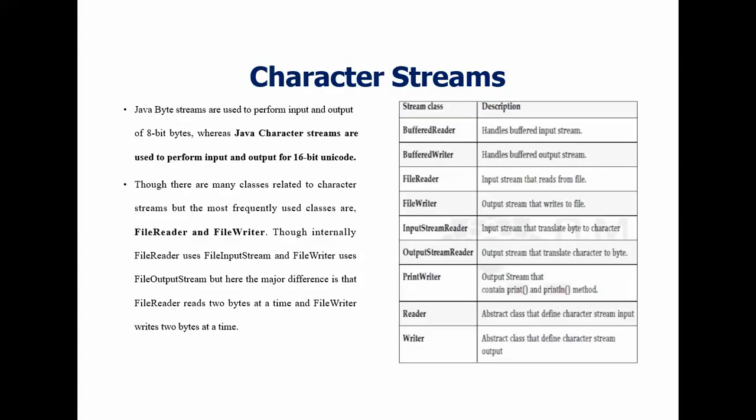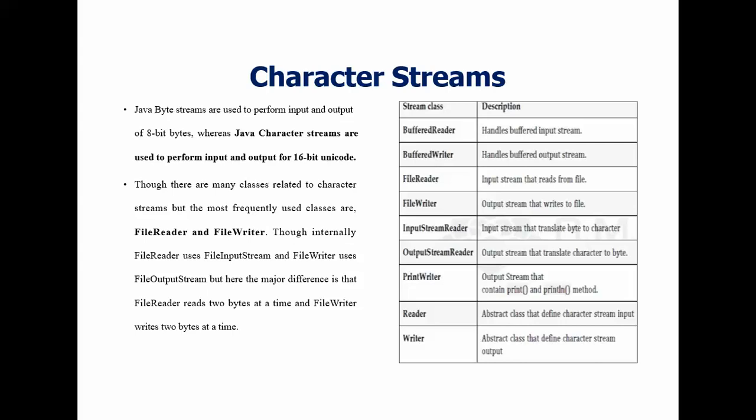After that, the characteristics, the same mechanism we are following here, but the difference between the byte stream and the character stream is that here we are going to read and write the contents a character at a time. So the process is slow when compared to the byte stream mechanisms. File reader internally uses file input stream and file writer uses file output stream, but the major difference is this: file reader reads 2 bytes at a time and file writer writes 2 bytes at a time. So the main difference here is how it is going to read and write the data to the specific storage.